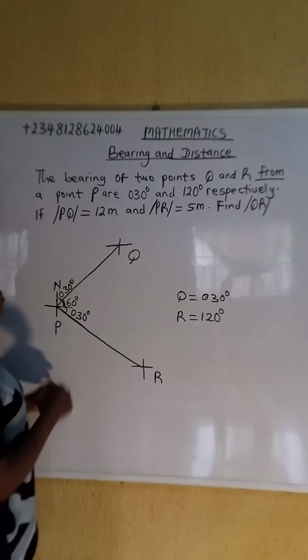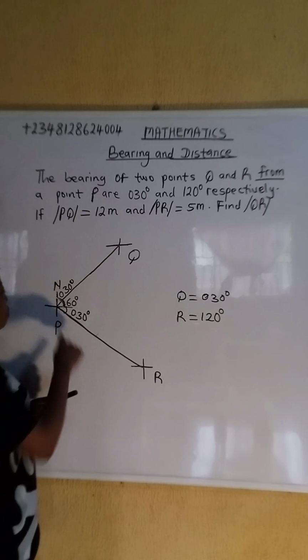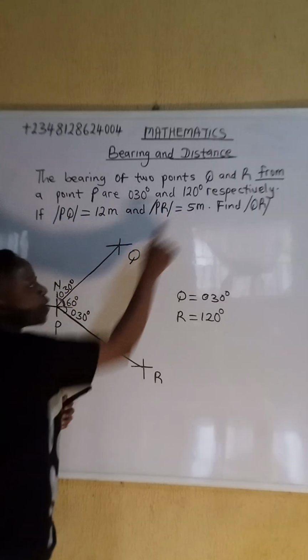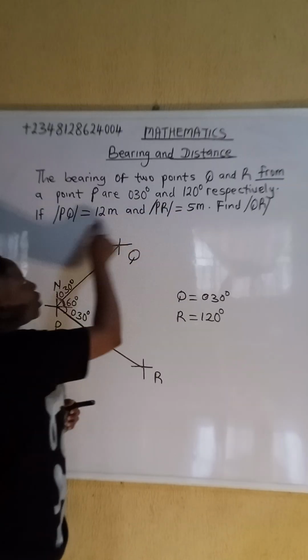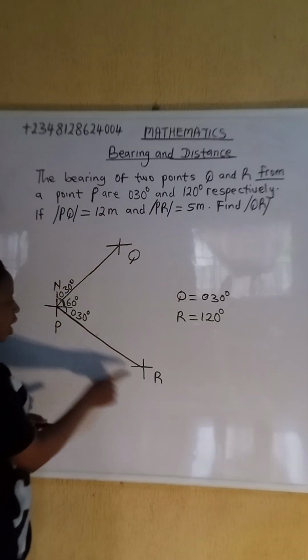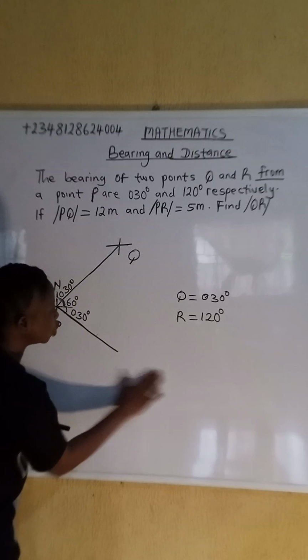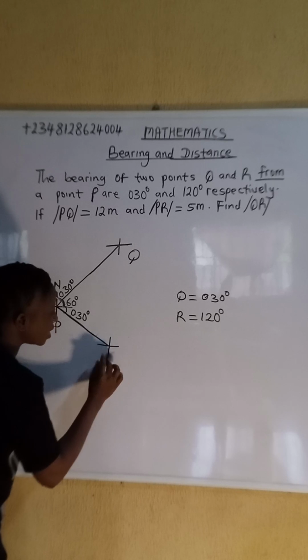Now let's read it further. If line PQ is 12 meters and PR is 5 meters, you can see that PR is shorter than PQ. So let's reduce the line PR because it is shorter than PQ.